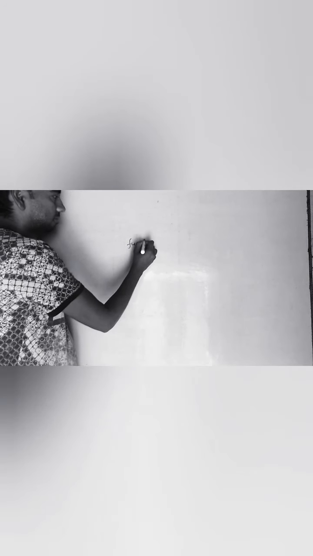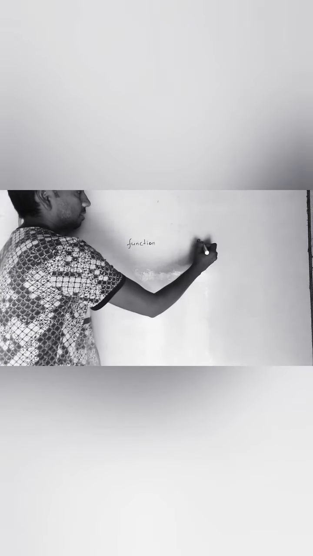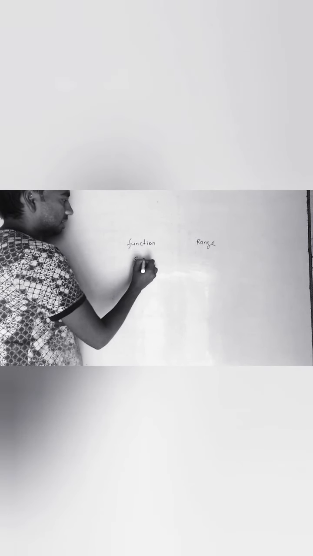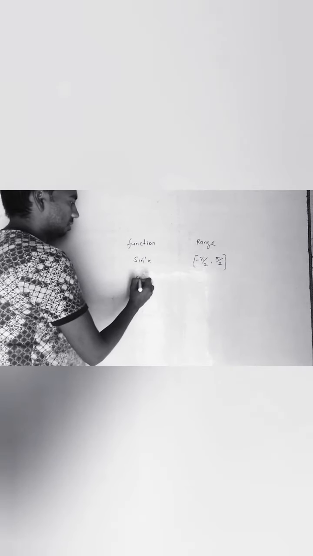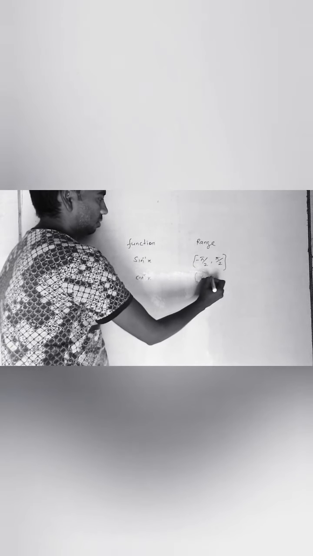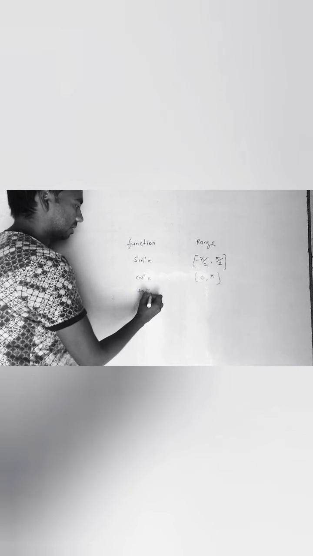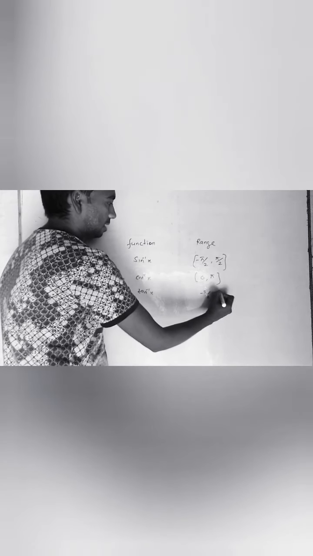पिछले लेक्चर में हमने graph of sin x, graph of sin inverse x, graph of cos x और cos inverse x बताया था। So we know that sin inverse x is a function, and the range of sin inverse x is minus pi by 2 to plus pi by 2, and cos inverse x is 0 to pi, and tan inverse x is minus pi by 2 to plus pi by 2.